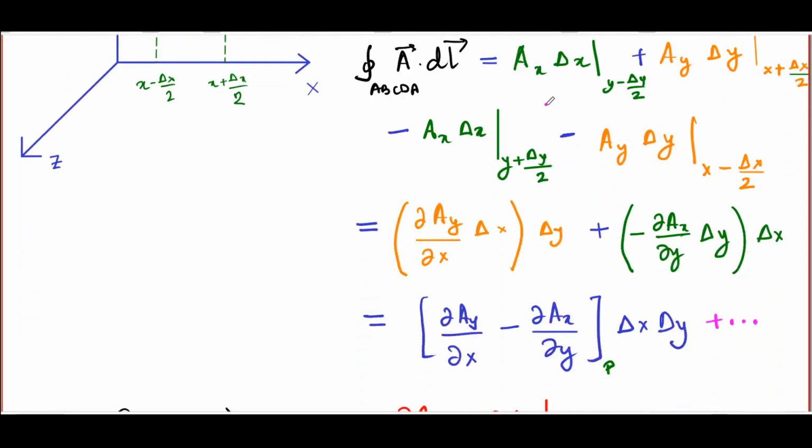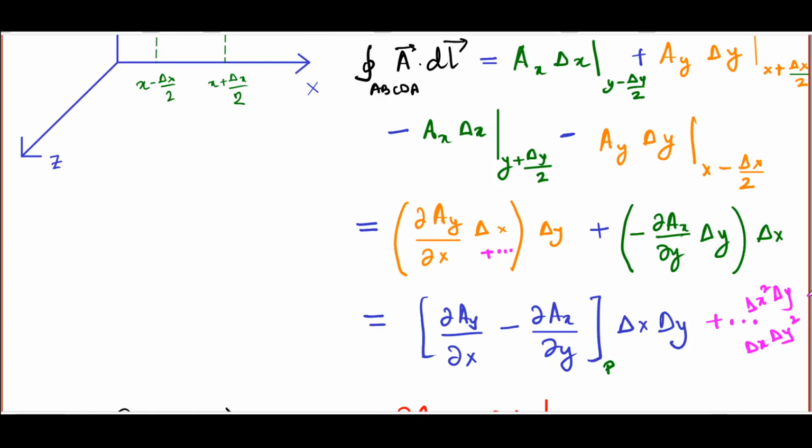Similarly, when you say the difference between, let's say, ay at x plus delta x by 2 and ay at x minus delta x by 2 is simply del ay del x delta x, that's really not true. We know that there are higher order contributions here as well. But whether you take the higher order contributions from the individual integral evaluations or higher order contributions from this difference, all these terms will always end up with factors like delta x squared delta y or delta x delta y squared or even higher powers of delta x and delta y.